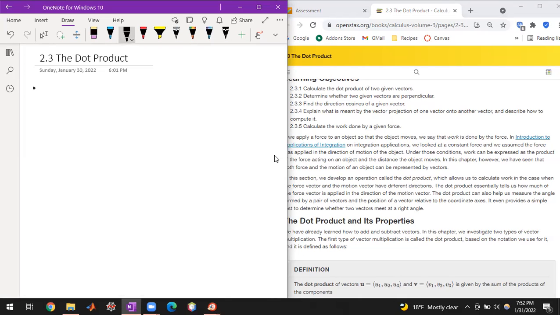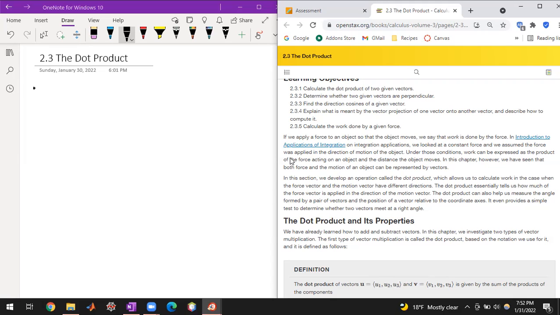The dot product essentially tells us how much of the force vector is applied in the direction of the motion vector. Dot product can also help us measure the angle formed by a pair of vectors and the position of a vector relative to the coordinate axes. It even provides a simple test to determine whether two vectors meet at a right angle.